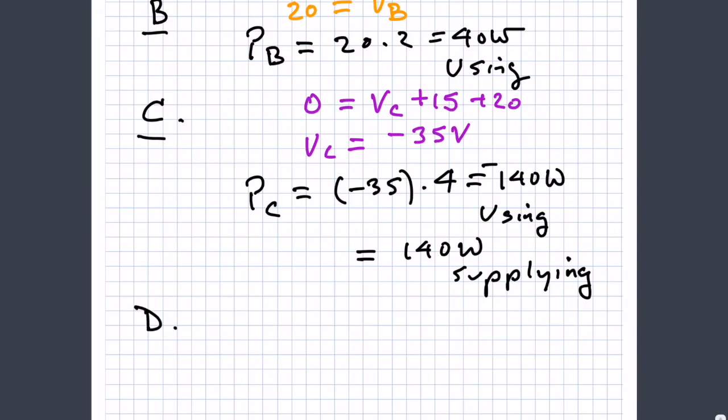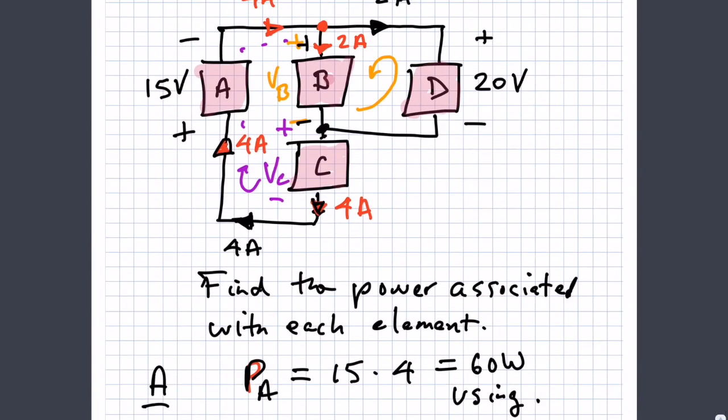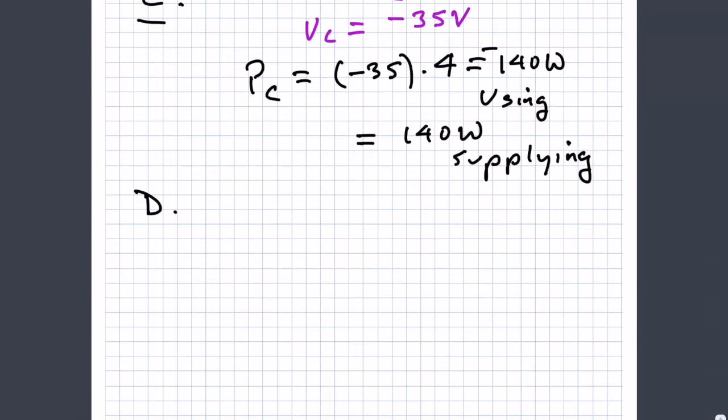All right, and then onward to element D. With element D, I have 2 amps. It's a passive sign convention, 20 volts. So PD is 2 times 20, which is 40 watts. And since it's passive, it's using.